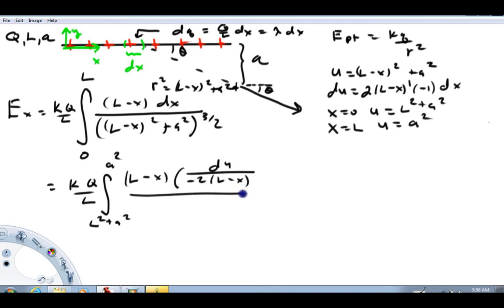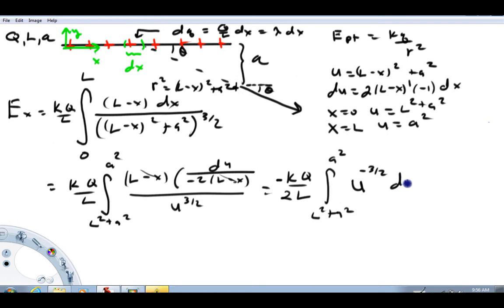And then I'm going to come down here. This entire thing now is equal to u, and then that's to the 3/2. All right, equals kq over L, integral L squared plus a squared to a squared. Now you'll notice that these basically cancel. The minus 1/2 can be brought out in front, so I'll go ahead and do that. Boom. And then 1 over u to the 3/2 is u to the, pardon me, minus 3/2 du.